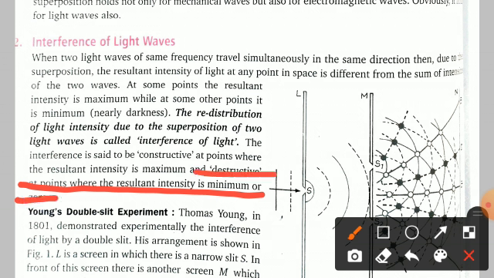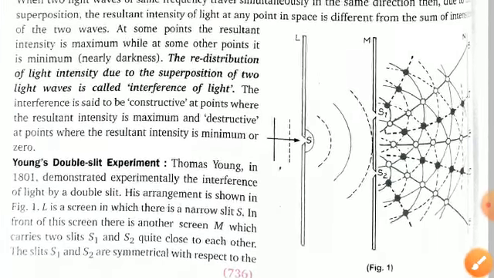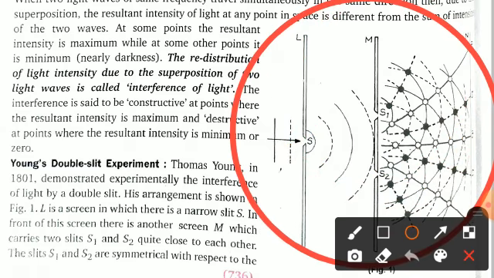Fine. Now you can see here, this is the Young double slit experiment. Young produced an experiment for the double slit. This is figure number 1, and in this figure Young described the double slit experiment. This is the important one, so you have to understand it carefully. Now what is Young's double slit experiment? Thomas Young in 1801 demonstrated experimentally the interference of light by a double slit.